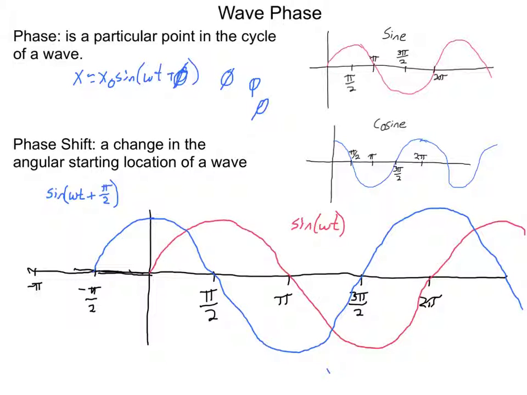Now let's slide it instead the other way. Let's slide it and start it at positive pi over 2. And so I drew that in green, and whenever you slide it to a positive pi over 2, so you're starting it here, you actually are going to use omega t minus pi over 2. So that's phase shift. If you slide to the right, you use minus. If you slide to the left, you use plus.